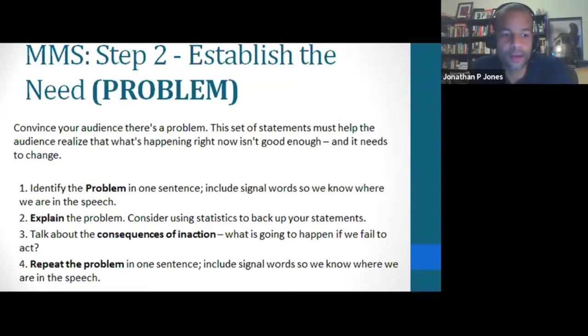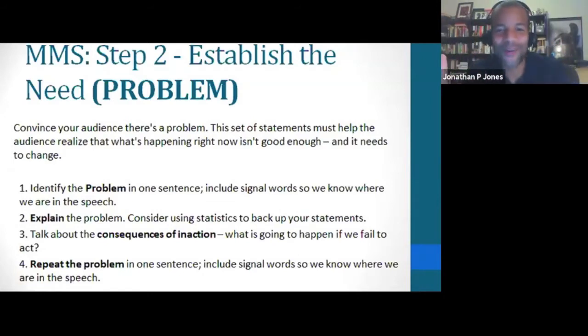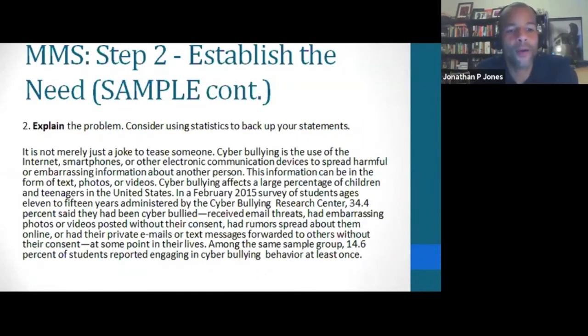Just explain it, okay? Then the third thing in main point 1 is to talk about the consequences of inaction. So what's going to happen if we don't fix this problem? And then you'll repeat the problem in one sentence with signal words that tell us where we are in the speech. So that was a little bit about why obesity is a problem. And then you go on to main point 2. Now I'm going to talk about what we should do about obesity, okay? If that was what your topic was.